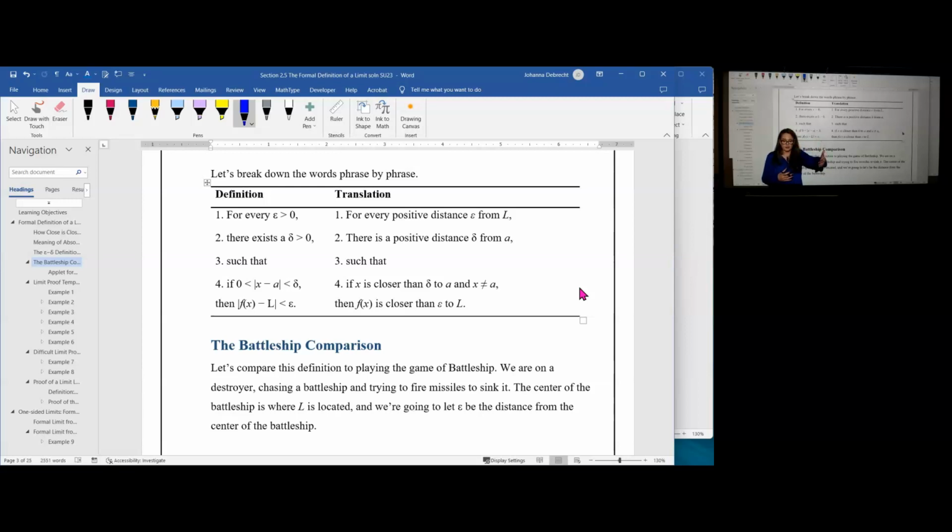So we are going to fire missiles and try to sink it. Now, in order to sink the battleship, we have to hit the battleship. The best place, of course, would be to hit it in the center. So the center is going to be our L, our limit value. We're going to let epsilon be the distance from the center of the battleship to the front of the battleship, and from the center of the battleship to the back. Whichever one is smaller becomes epsilon. We need the missile to hit the boat.